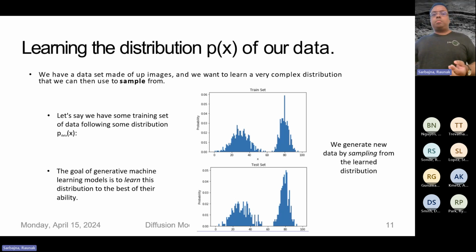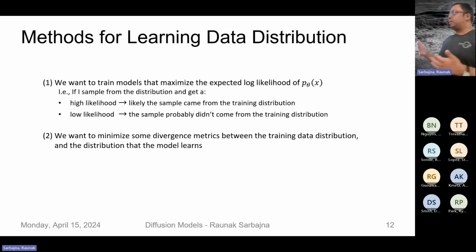So now there are two broad ways of learning this distribution of data. Right. So first, using log likelihood. Essentially, we sample from the distribution, and if the log likelihood of that sample is very high, then that means it probably came from the training distribution. And if it's low, then it probably did not come from the training distribution. So in our previous example, a 2 meter tall baby would have low likelihood. And, I don't know, a half meter tall baby would have a medium to high likelihood, like that.